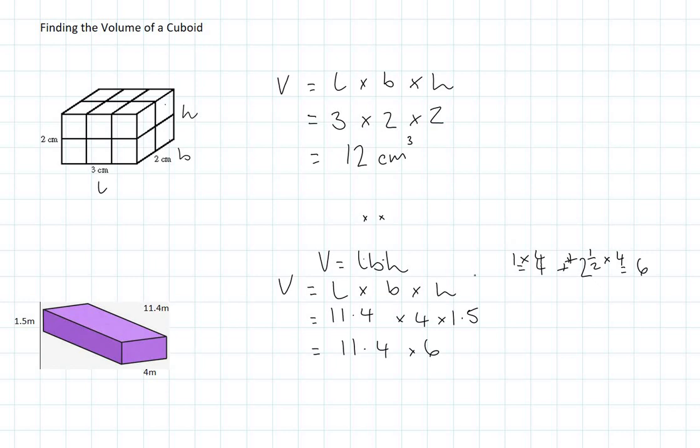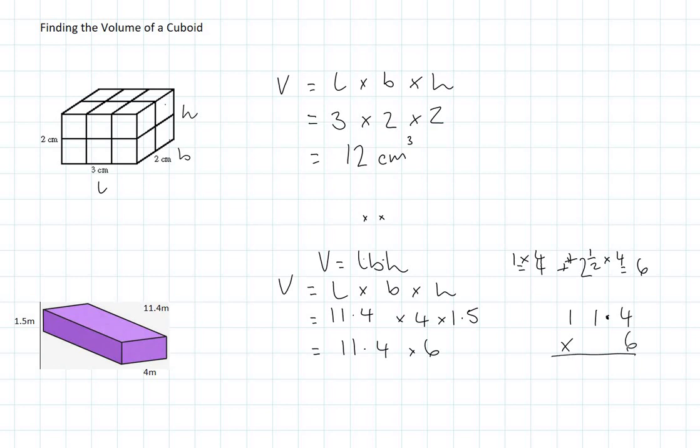Why is that moving around? Who knows? Let me just move that. It's not going to let me. Right, I'm just going to leave it. I'm going to do a chimney sum now for 11.4 times 6.